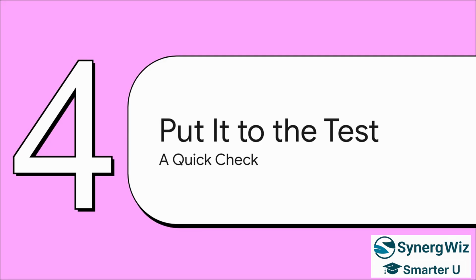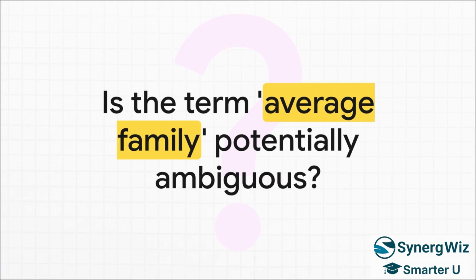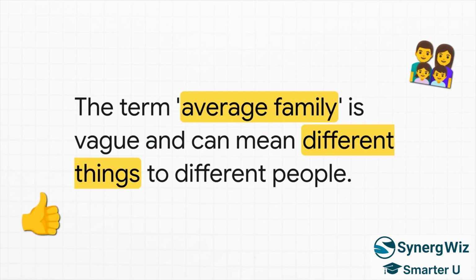Okay, you've got the theory, you've got the tool. Time to put this new skill to the test. Let's do a couple of quick checks. First up, a politician gets on stage and promises they'll fight for the average family. Now, that term, average family, is that a potential landmine of ambiguity? What do you think? Yes or no? If you said yes, you are absolutely right. The answer is a huge yes.